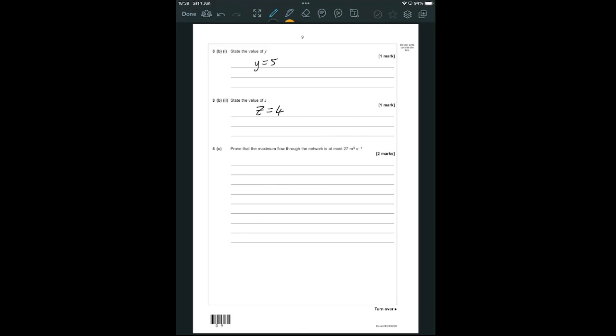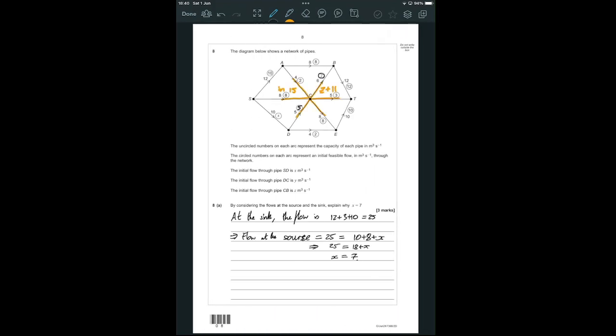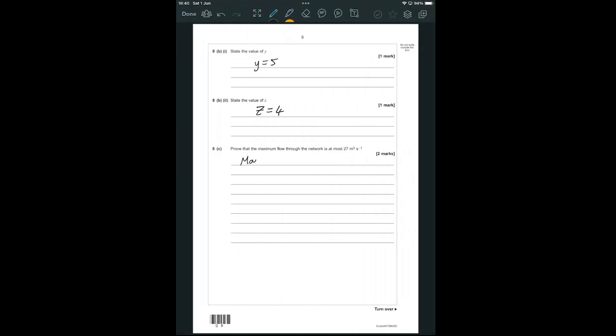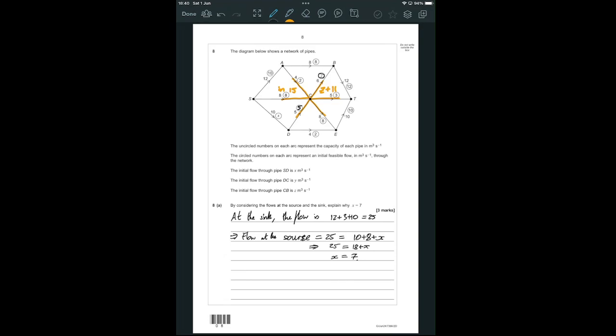Prove that the maximum flow through the network is at most 27. Well, I've already seen a flow of 25. That's what's currently in the picture. And we should remember here that max flow is equal to min cut. So if we can find a cut of 27, then we're sorted. So let's look for a cut of about that size.